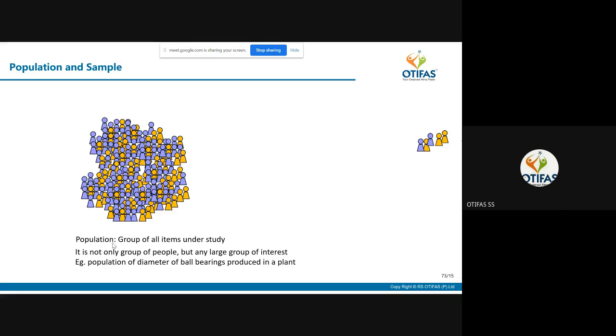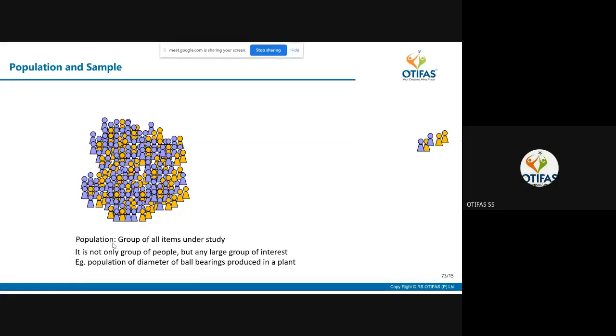For example, Godrej Consumer Private Limited. I went there around 5 years back for a training to their operations managers, Six Sigma training. They have two soap manufacturing lines, one for Cinthol and some other line. Now, if they want to study the parameters of the complete soap production of a full year, that becomes a population. But it's not easy to do 100%.